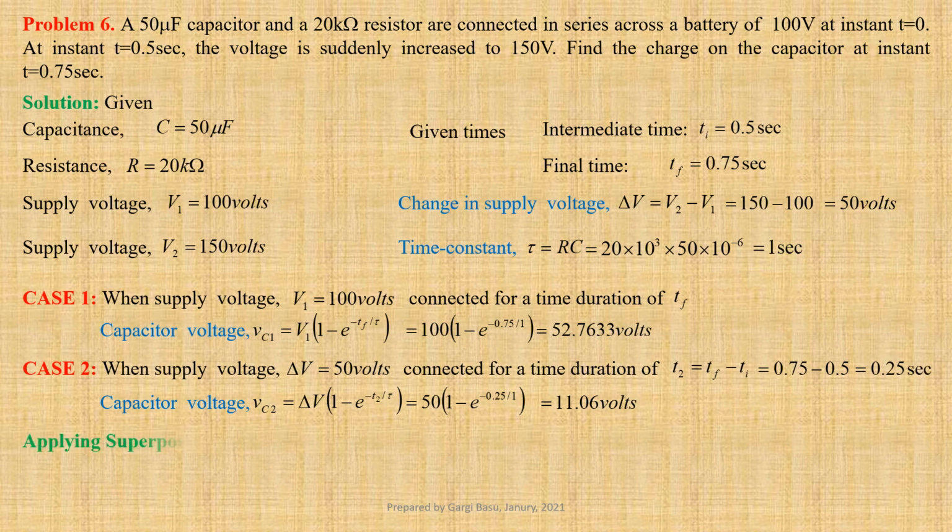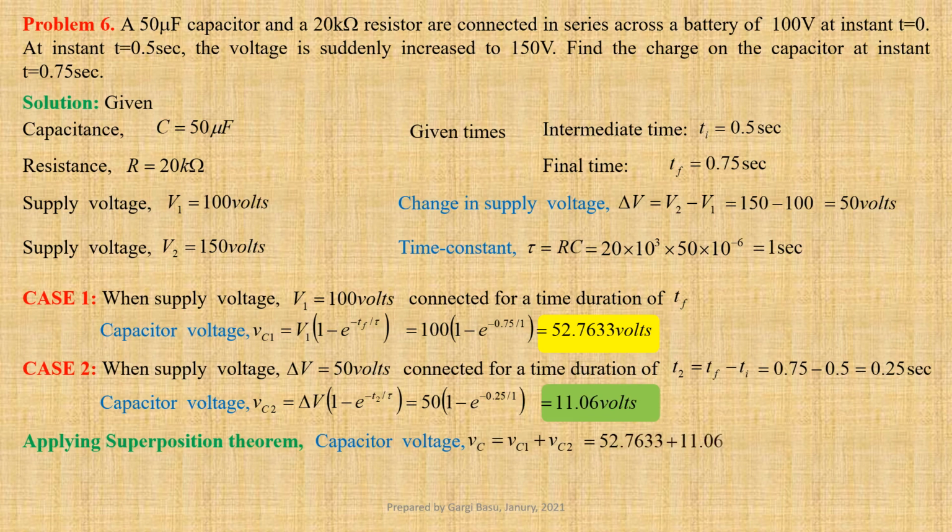Applying superposition theorem, we get capacitor voltage Vc equals Vc1 plus Vc2, that is equal to 52.7633 plus 11.06, that gives us 63.8233 volts.